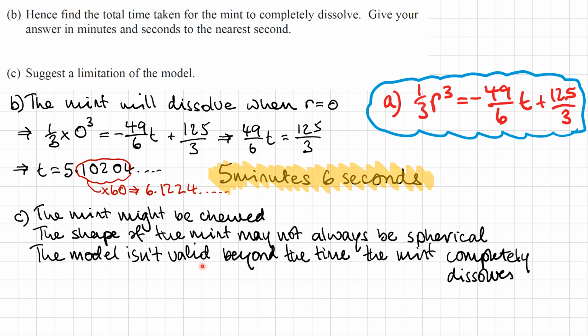And the model isn't valid beyond the time the mint completely dissolves. So for example, if you put in a large enough value of t, you get a negative radius. So obviously it's not valid beyond that point. But there are other reasons you can give, as long as they're sensible and they're valid limitations of the model, it would be worth a mark.